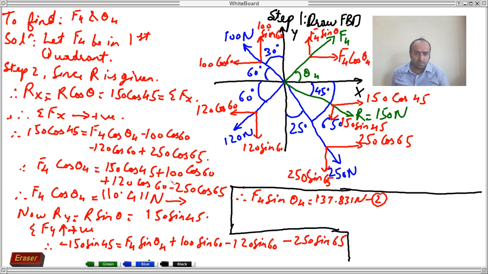This was equation number 1. Newton, of course, the value came out to be positive. Let me just erase and write it over there. The value was positive, that is why it would be in upward sense like this, and that is why this will be in equation number 2. This was equation number 1. Now we are supposed to find out F4 and theta 4.